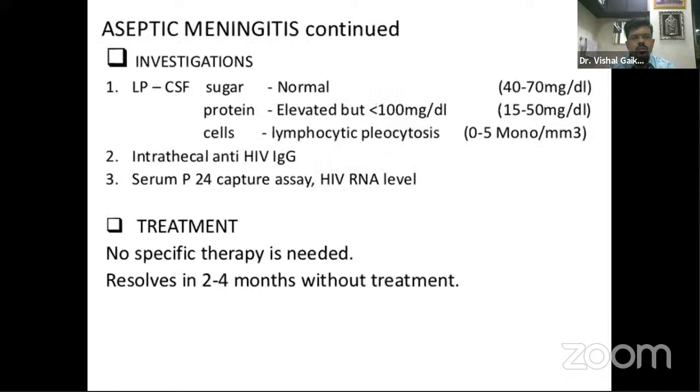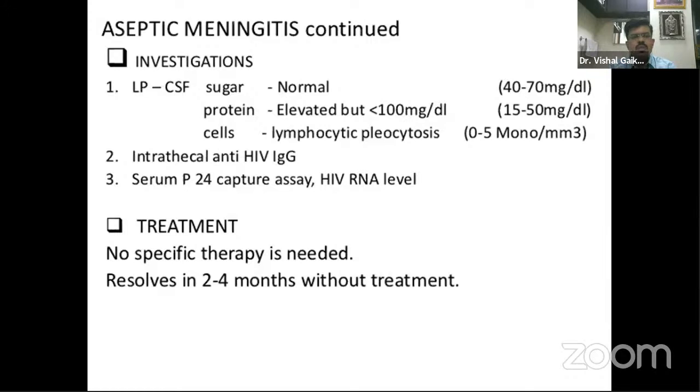To diagnose it, as with all other meningitis, CSF won't be much contributory, but it may show a normal sugar. Protein will be elevated, but less than 100. Cells, there will be lymphocytic pleocytosis of less than 25. The other things which may point towards aseptic meningitis would be the presence of intrathecal anti-HIV IgG antibody, and other things like HIV RNA level or serum P24 capture assay may corroborate the other evidence.